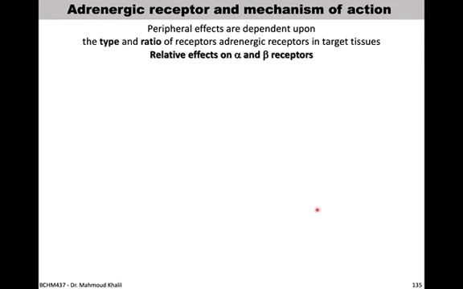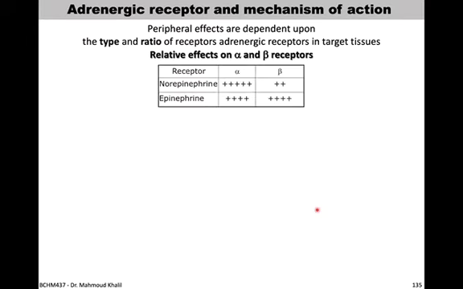So the peripheral effects are dependent on the type and ratio of adrenergic receptor in target tissue, as we just said. So we can see that there is a relative effect on alpha and beta receptor. For example, the norepinephrine, once bound to alpha receptor, has a major effect than when bound to the beta receptor. For epinephrine, it seems that there is no difference on its effect when bound to either alpha or beta.